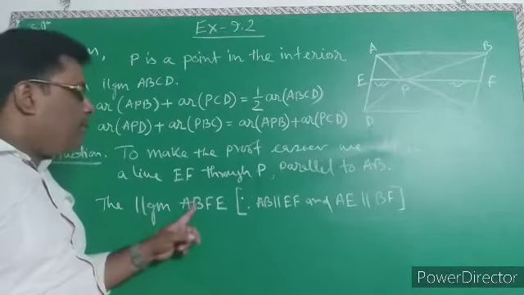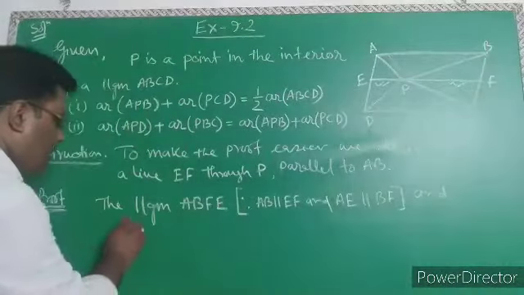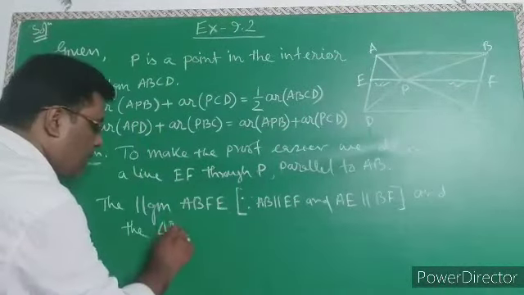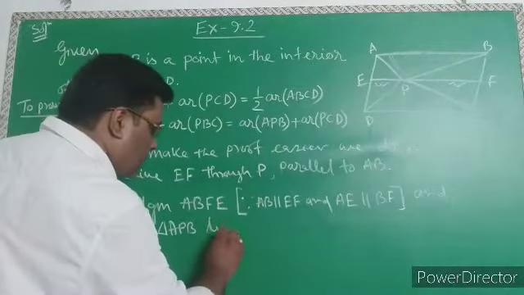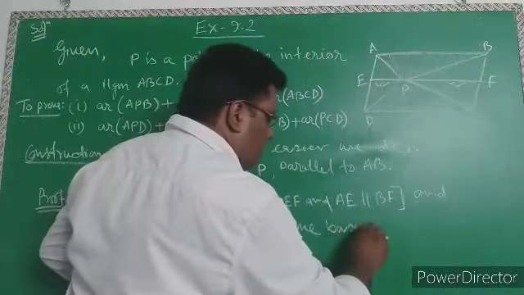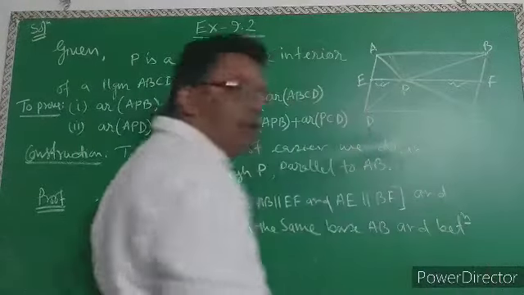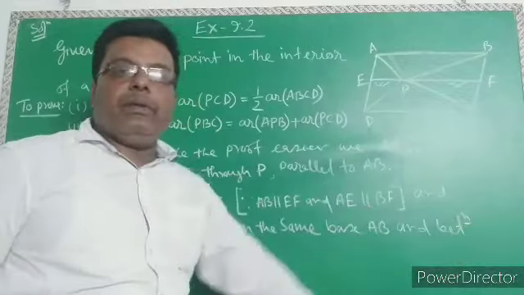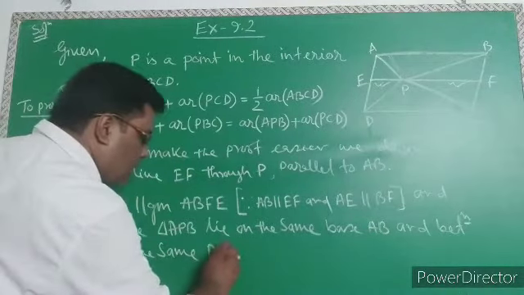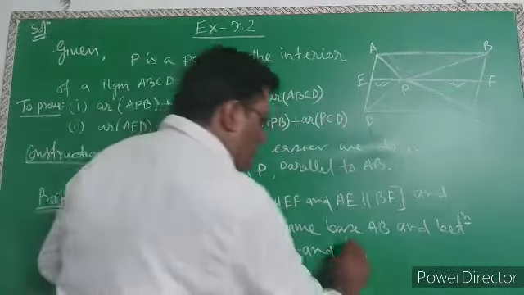So the parallelogram ABFE and the triangle ABP, or here APB is written, so APB lie on the same base AB and between the same parallels AB and EF.